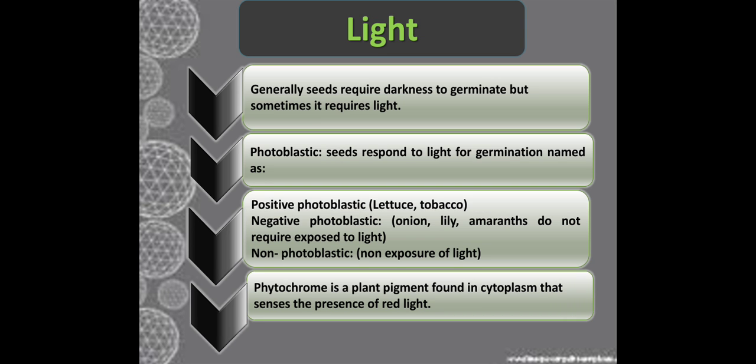Light. Generally, seed requires darkness to germinate, but sometimes it requires light. Photoblastism: seeds that respond to light for germination are named positive photoblastic, and those inhibited by light negative photoblastic. Phytochrome is a plant pigment found in the cytoplasm that senses the presence of red light.